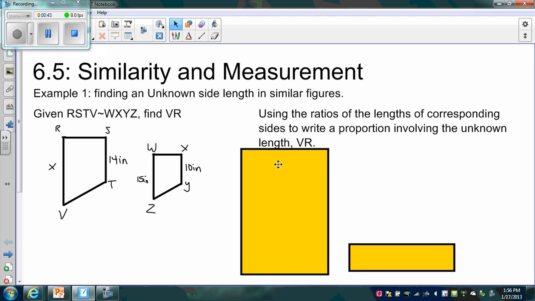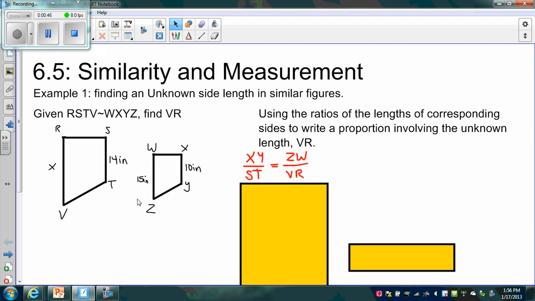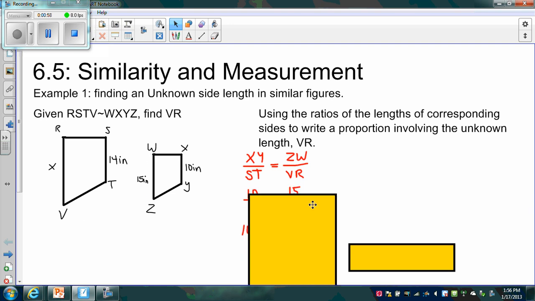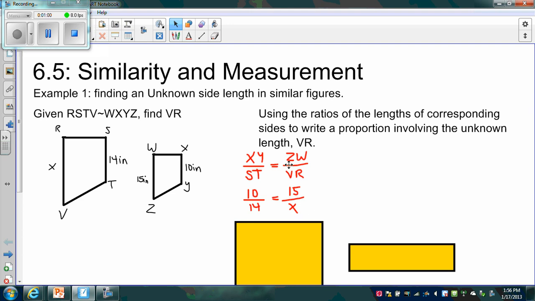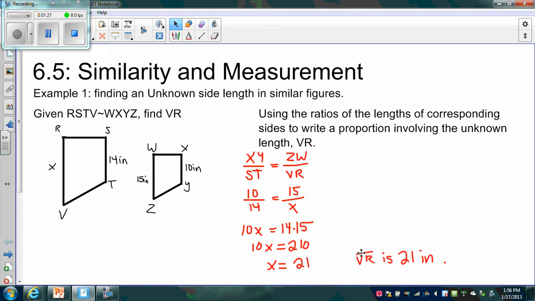because we do know the length of Z to W. So for example, we can say that the ratio of XY to ST is going to be equal to the ratio of Z to W and V to R. So then we can just plug the numbers in. So we know Z to W is 15, X to Y is 10, S to T is 14. Now we can use cross multiplication to solve for this. So 10x equals 14 times 15, which is 210, divided by 10, x equals 21. So we can conclude that the length of V to R is 21 inches.